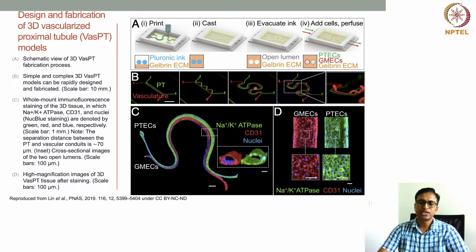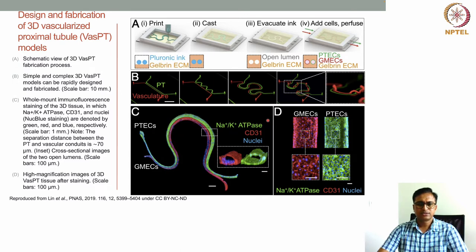These two channels are very much connected, and you can see the PT, proximal tubule, and the vasculature. In the PT the epithelial cells are there, and in the vasculature the endothelial cells have been perfused, and then you see the structure that is present here. This is a schematic, and then the simple structure is present, and whole-mount immunofluorescence staining of the 3D structure was done.